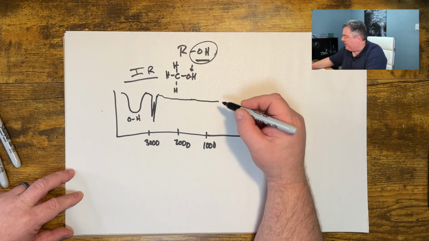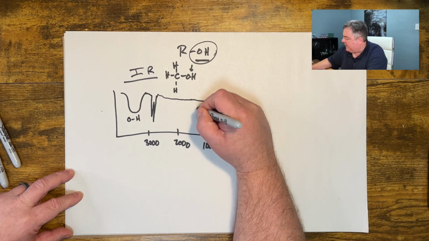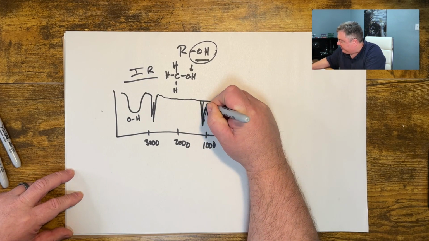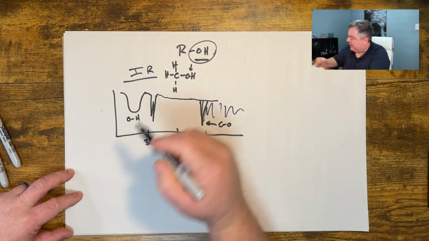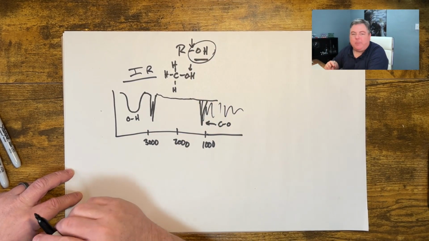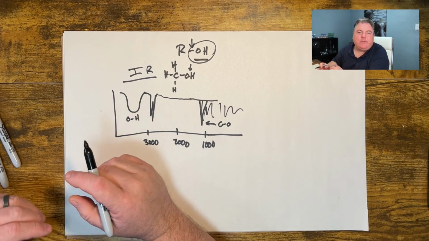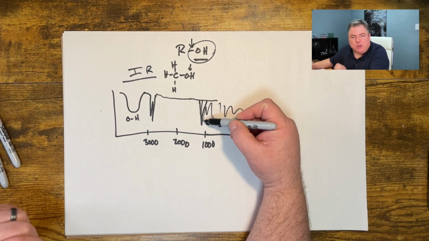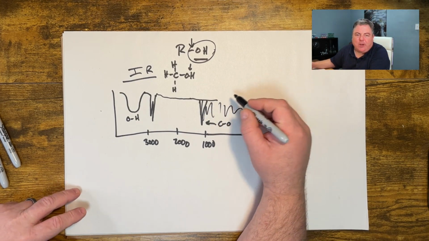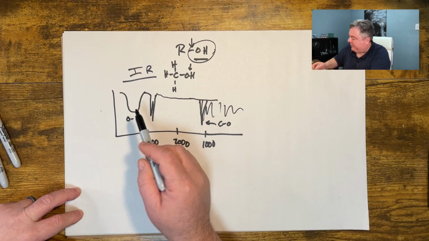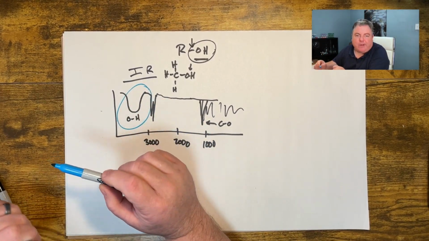And the other peak you might see before you get down into the fingerprint region is sometimes a peak that shows up that's pretty strong. That's the carbon-oxygen single bond. This bond right here. It shows up somewhere around 1000 to 1200, usually a little bit stronger than you normally see in the fingerprint region. But it's hard to tell because it's inside of the fingerprint region. So this peak for the OH bond is really the key for alcohols.